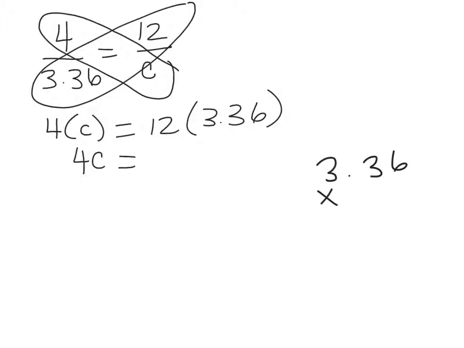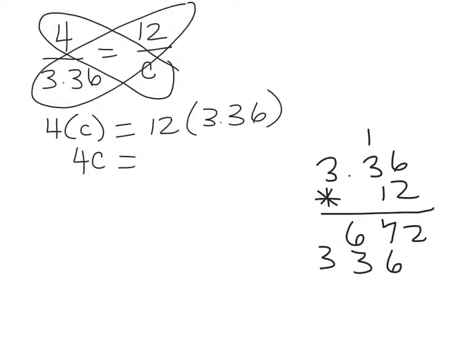336 times 12. So 2 times 6 is 12, carry the 1. 2 times 3 is 6 plus 1 is 7. 2 times 3 is 6. I'm going to do the same on the bottom. 1 times 6 is 6. 1 times 3 is 3. 1 times 3 is 3. And then add. 7 plus 6 is 13, carry the 1. That's 10, carry the 1. And then I go over.